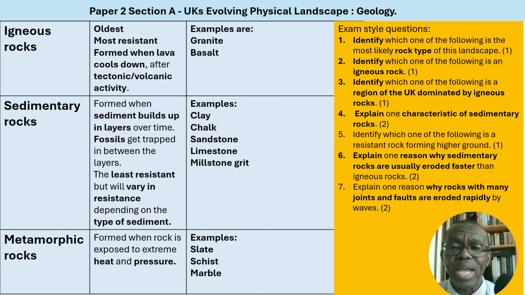Then number 4, explain one characteristic of sedimentary rock. So if you go back to the characteristics that we looked at for sedimentary rock, you will be able to answer that question. But of course, it's an explain question, so you'll need to write down the characteristic and then explain it. The fifth question is to identify which one of the following is a resistant rock forming higher ground. Now, of course, you'll expect that to be either igneous or metamorphic rock. Then number 6, to explain one reason why sedimentary rocks are usually eroded faster than igneous rocks. So again, there you'll need to identify the reason and then explain the reason.